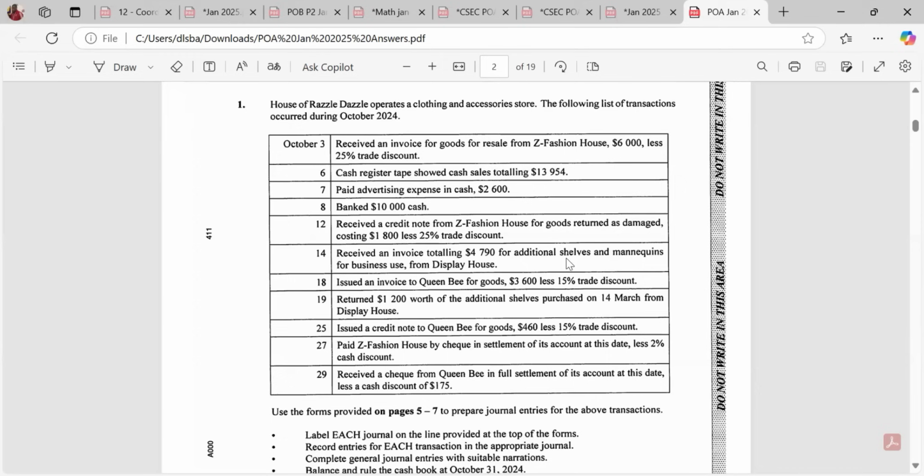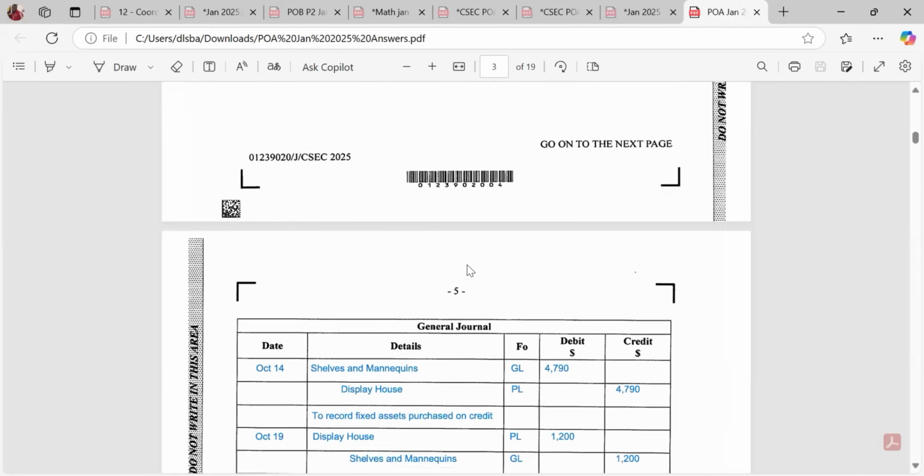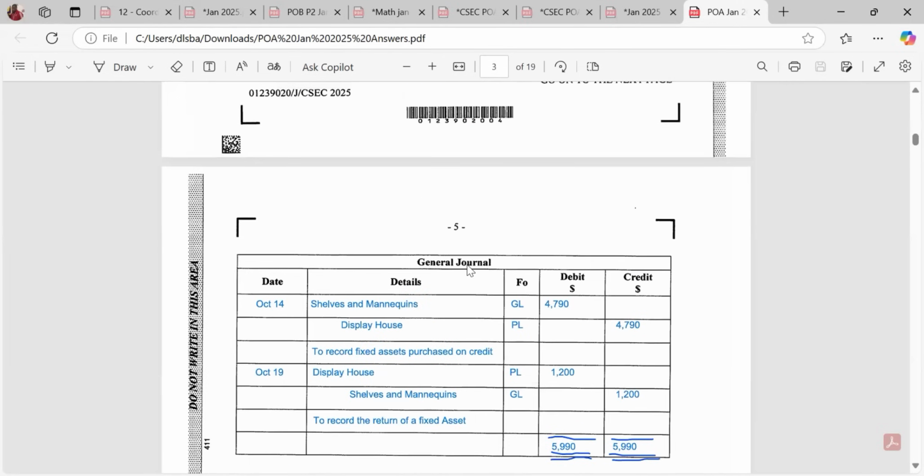So we are getting shelves and mannequins, so our fixed asset is increasing. So you'll debit shelves and mannequins, and then you'll credit Display House to show that we owe them money. So we go into the general journal, debit shelves and mannequins, credit Display House. And then we put a narration, that's a small description of what the transaction was. To record fixed asset purchase on credit.